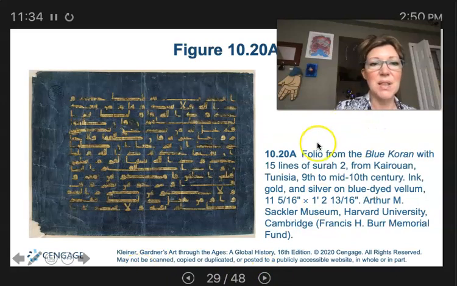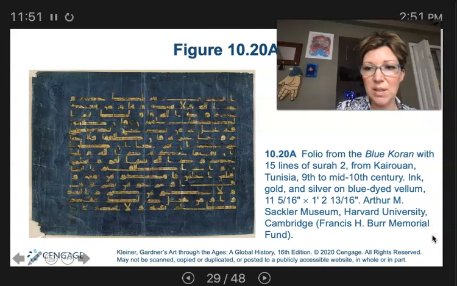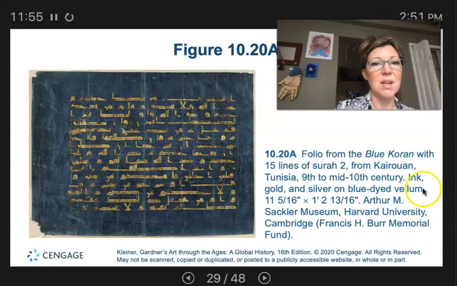The practice of calligraphy, and here's another folio from the Blue Quran. So this was dyed. It was considered a holy task that required arduous training. The design and the decoration of the Islamic Qurans has been the closest parallel to the medieval manuscripts of Britain and Ireland. And we've got more coming up in the next chapter on those.